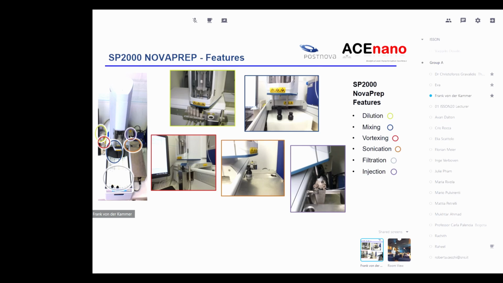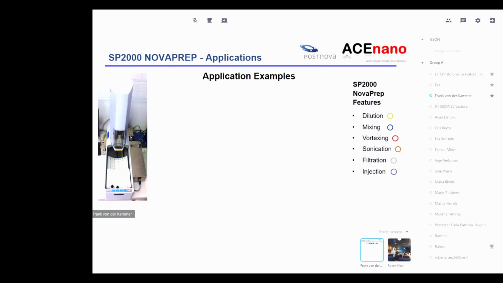There's one example here. This is the technology. This is the sampling robot that has been produced. It can draw samples, but it also can dilute. It can mix samples and can vortex samples. It can sonicate samples online and do a filtration and then injection into various types of instruments like field flow fractionation, DLS, and others.